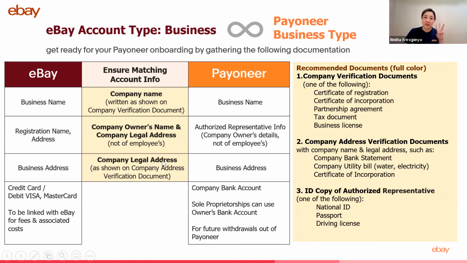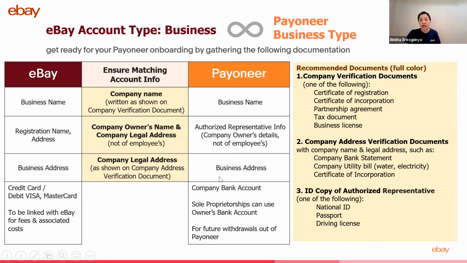Now, item number 3 in terms of the verification documents is the ID copy of this person, the authorized representative. You can choose one of the following, and they will be looking at the date of birth, the citizen number and all that from this document. Again, on eBay, you have to link your credit card or debit Visa card or MasterCard. And then on Payoneer, you have to link the bank account.